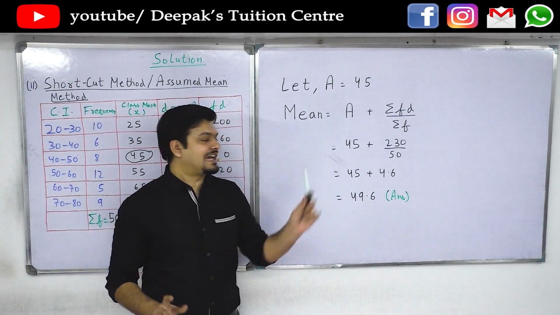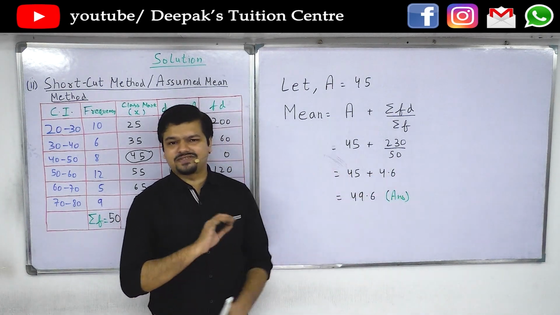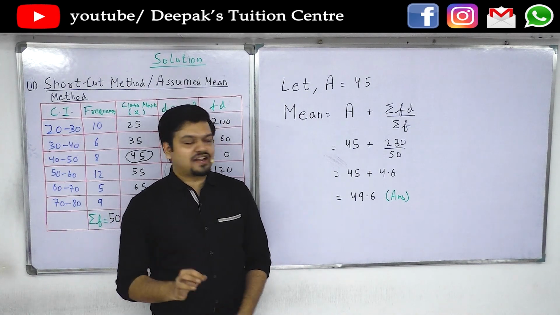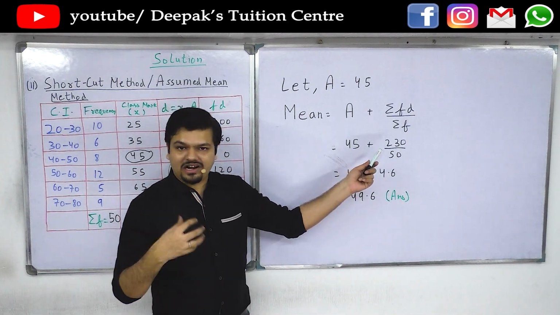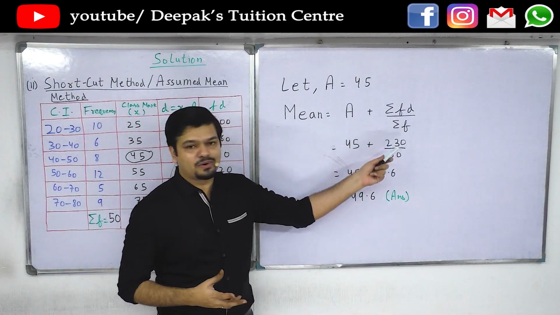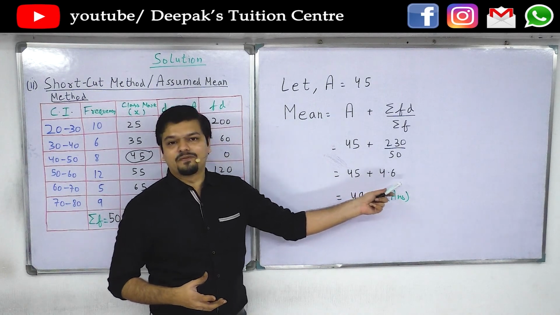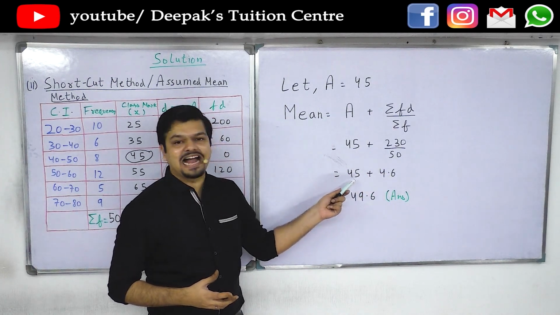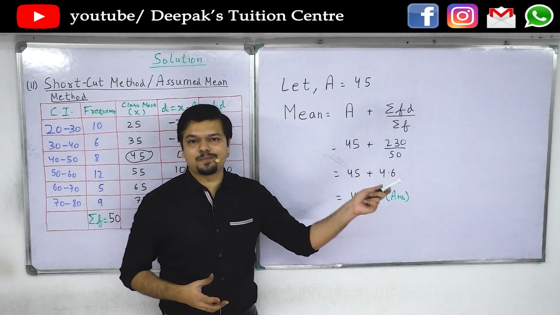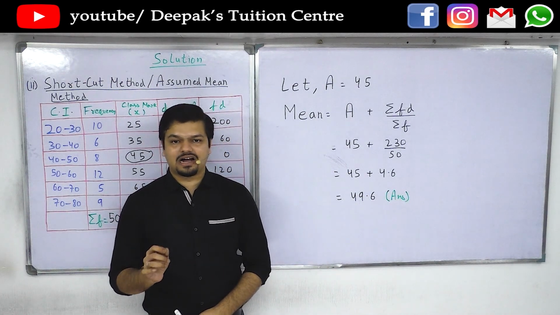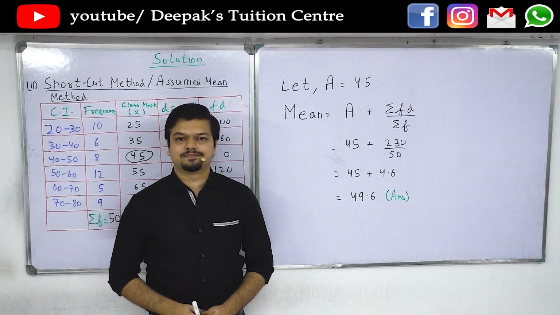Under no circumstance try to take an LCM. It is very tedious and in the end you will reach the same conclusion. Since you already have to divide, it is better to divide using a smaller number. So 230 divided by 50, you get 4.6 and then you simply add it to 45. That is 49.6. And you can see this answer is same as that calculated in the direct method.